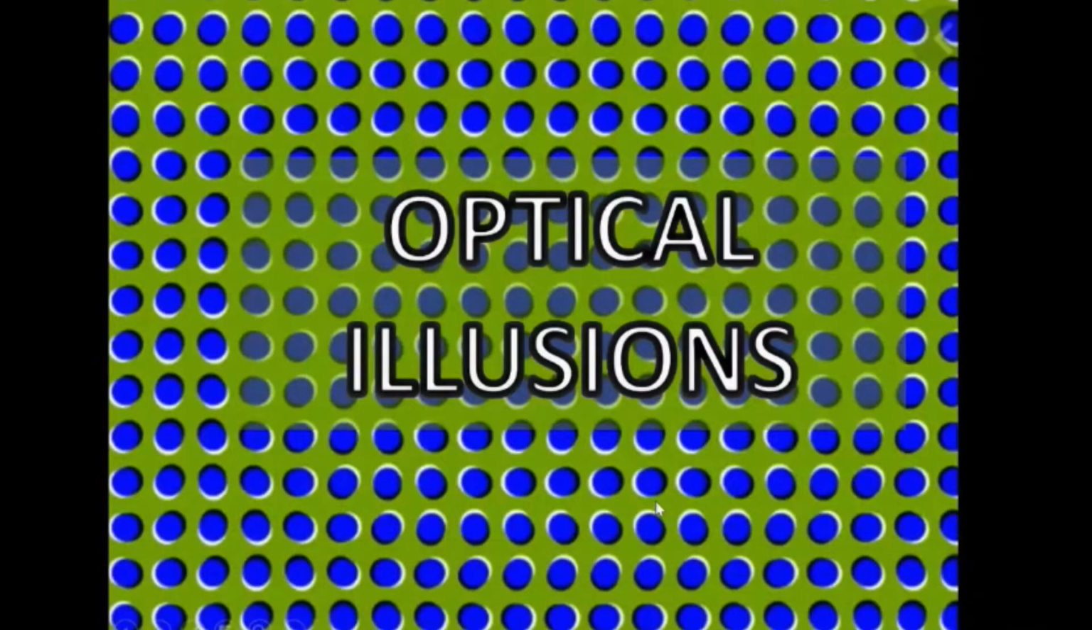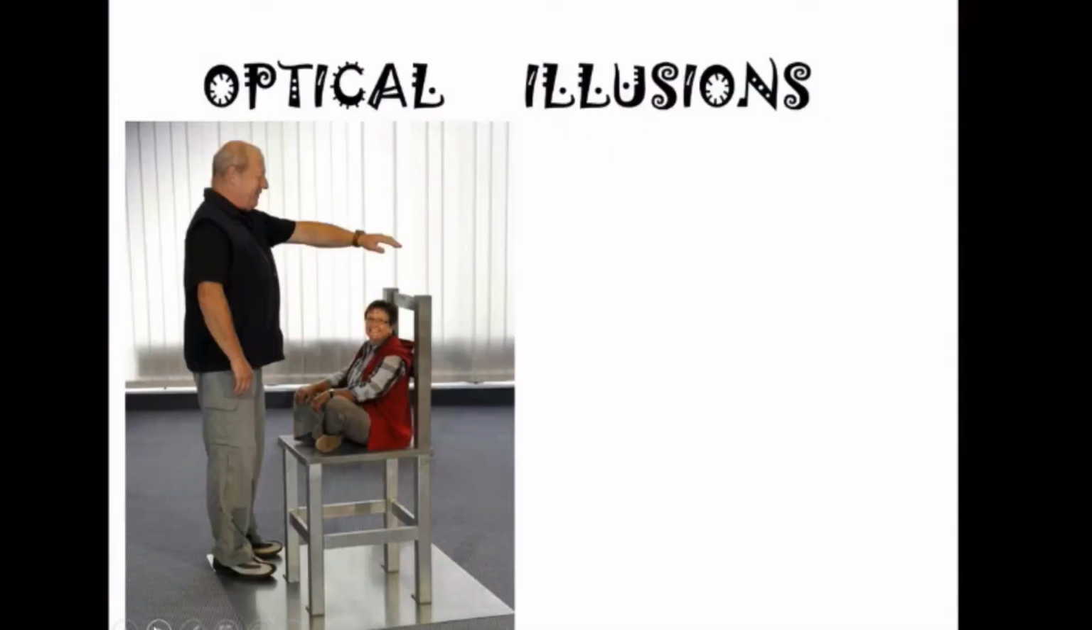On to our presentation. Optics have to do with the eyes, and illusions are going to be tricks on the eyes. Here's our first one. So, is this man really a giant and that woman more the size of a hobbit? Well, no, it's all a trick in the eye.